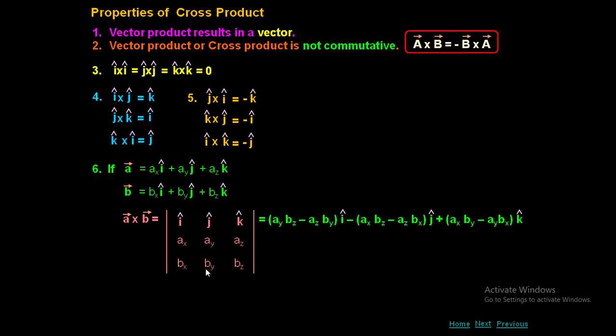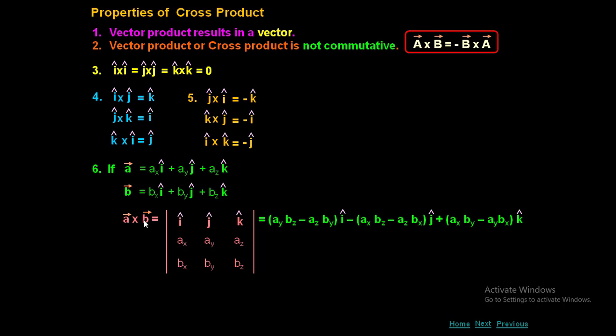Now similarly, I want j cap. If you want j cap, close j cap: ax bz minus bx az. Now if you see, I am doing i cross k. When I did i cross k, it is what? Minus j cap. So minus j cap into ax bz minus bx az. So here for j cap you will get minus. Why? Because I am doing i cross k. I am not doing k cross i. Plus, now I want k cap. Now close k cap and just do ax by minus bx ay into k cap.